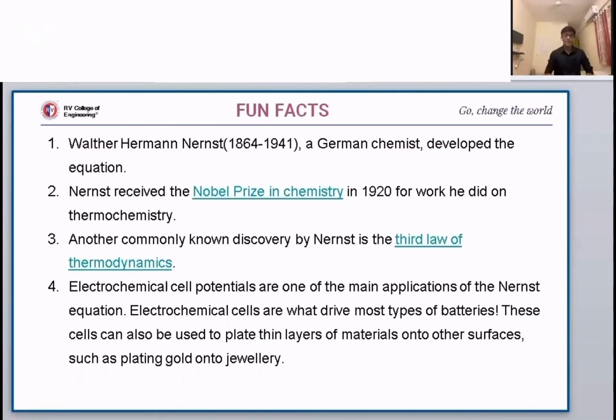Now, here are some fun facts. As you already know, the equation was derived by Walter Hermann Nernst, 1864-1941. He received a Nobel Prize in chemistry in 1920 for work he did in thermochemistry, and he is also commonly known for his discovery of the third law of thermodynamics. Electrochemical cell potentials are one of the main applications of the Nernst equation. Electrochemical cells are what drive most types of batteries. These cells can also be used to plate thin layers of material onto other surfaces, such as plating gold onto jewelry.